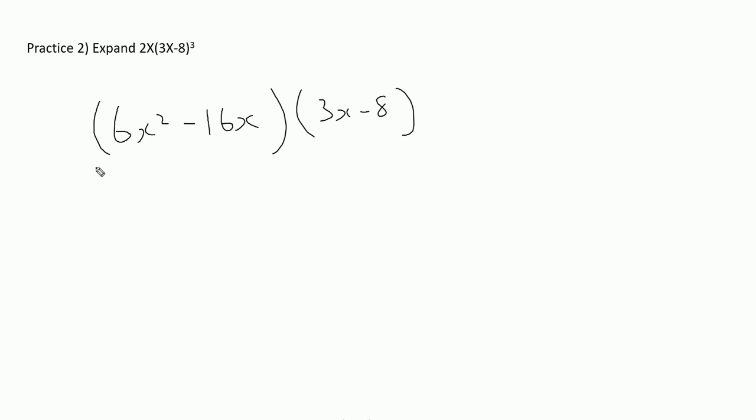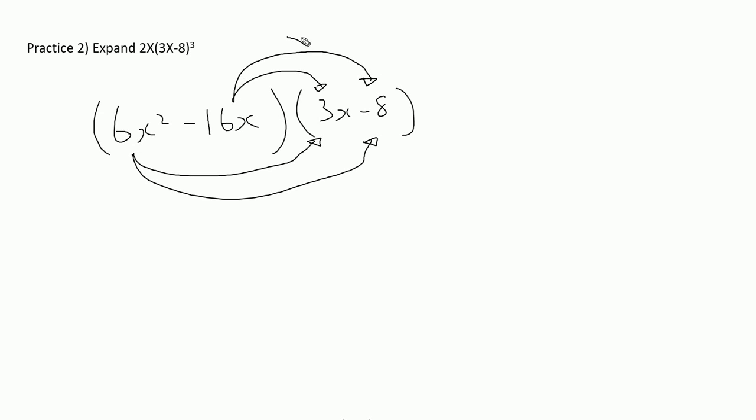This multiplied by this, again employing the claw method. And following each multiplication arrow, I'll get 6x squared multiplied by 3x, which gives me 18x cubed. Then I get minus, so now I follow this line here, 6x squared times minus 8, remembering of course to include the minus again, which gives me minus 48x squared. And then I get minus 16x multiplied by 3x, which will give me minus 3 multiplied by 16, which is 48 again.